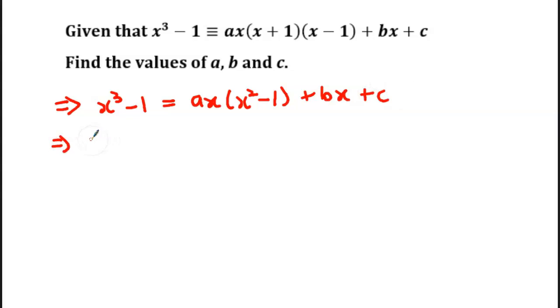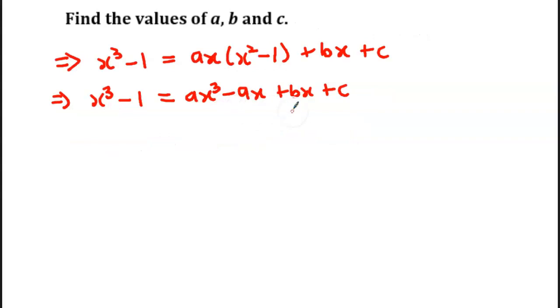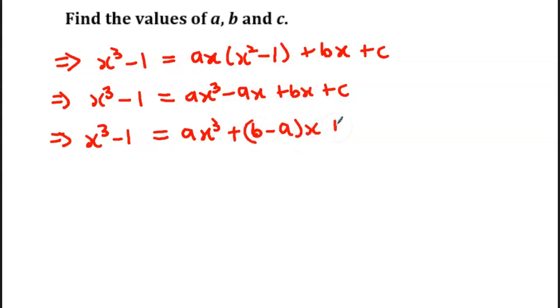This implies that x cubed minus 1 is equal to a times x cubed minus ax plus bx plus c. So we need to group the like terms. So we have a term in x cubed, we have terms in x, so let's put them together. So we have x cubed minus 1 is equal to ax cubed, and then this can be written as, let's interchange this, (b minus a) in bracket x plus c.